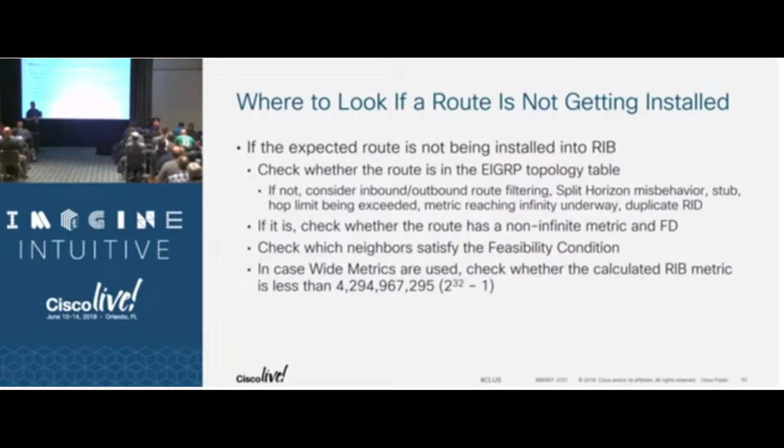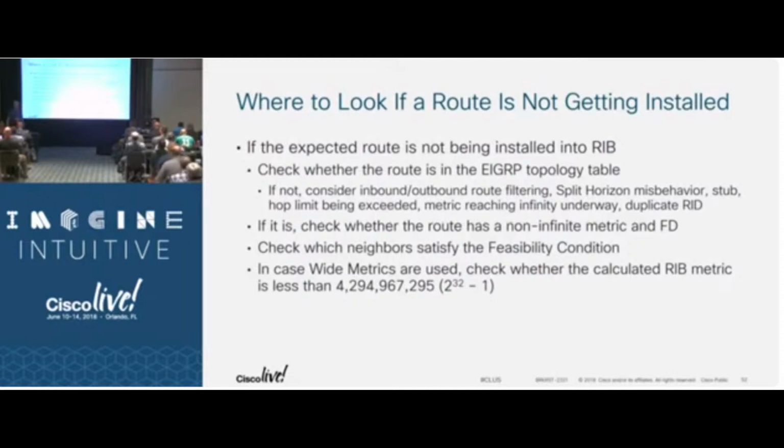Also, EIGRP advertises what we call a hop count. This is just a remnant of times past when we tried to prevent routing loops also by the typical means of counting hops. By default, this number is set to 100. And if the route is advertised more than 100 hops from its source, we will again just ignore it. We will not install it in the routing table. It's a kind of niche problem, but still could be relevant.